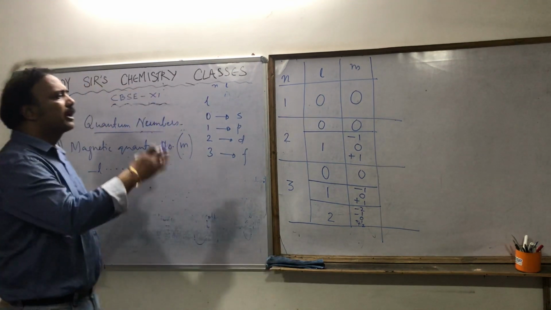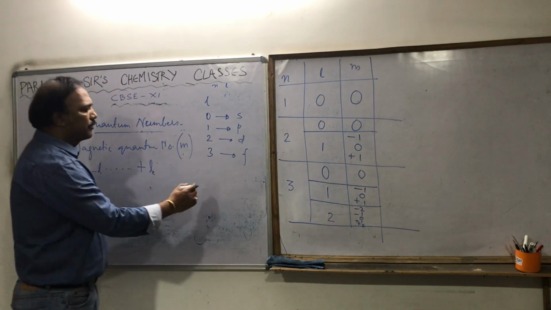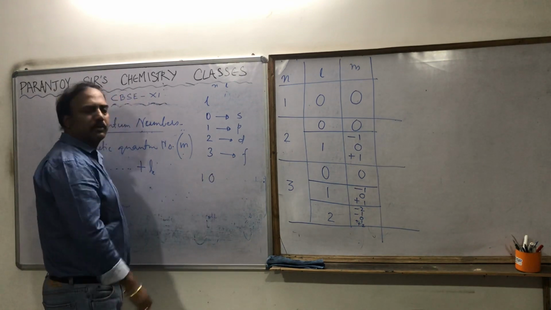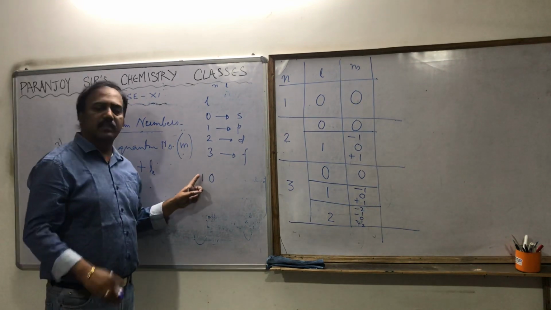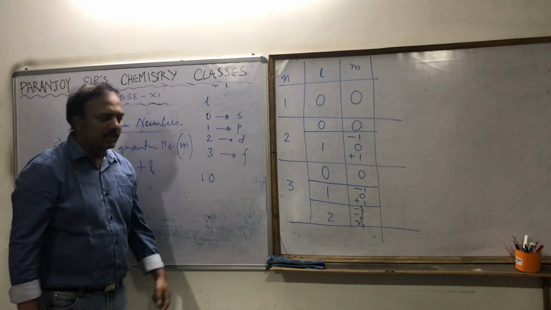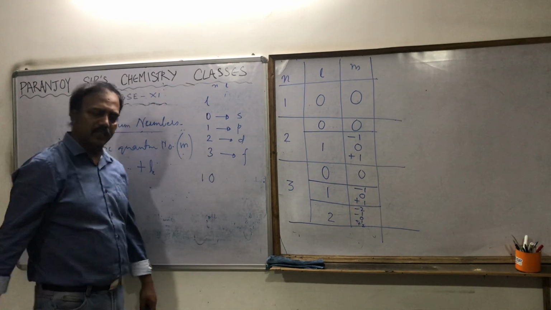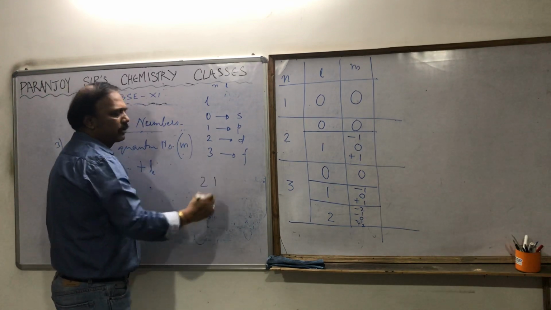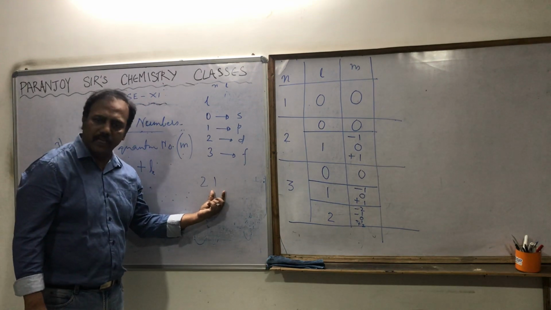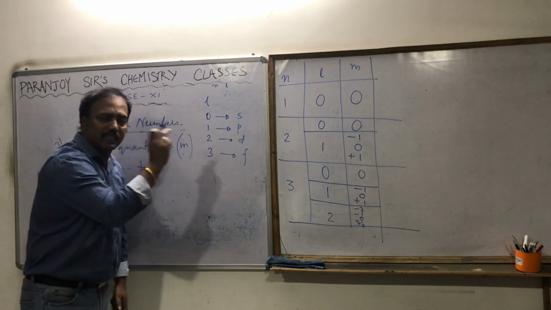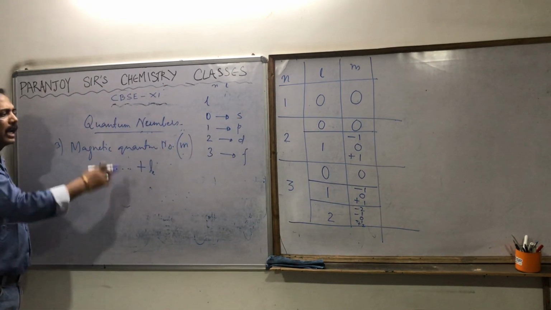Now we got the numbers. What do these numbers indicate? Till now I told you 1, 0. You could tell me the meaning of this. You could say that 1 means the electron is present in the first shell, and 0 means it is present in the s orbital. So first shell, s orbital. If I say 2, 1, you can say it's present in the second shell and in the p orbital. Now I will add another number, just as I told the numbers one after another. And that number is m.